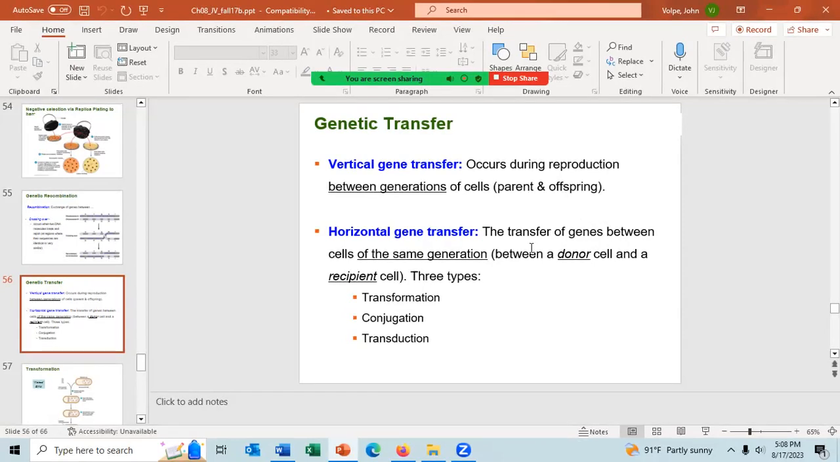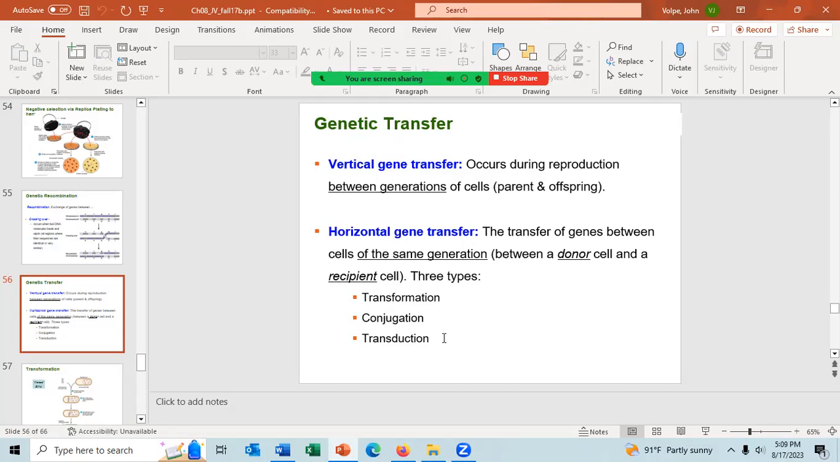Horizontal gene transfer is the transfer of genes between cells of the same generation, where a donor cell gives its genes to a recipient cell. Horizontal gene transfer can happen in three different ways: by transformation, conjugation, and transduction. And I should mention these three ways happen in prokaryote cells.